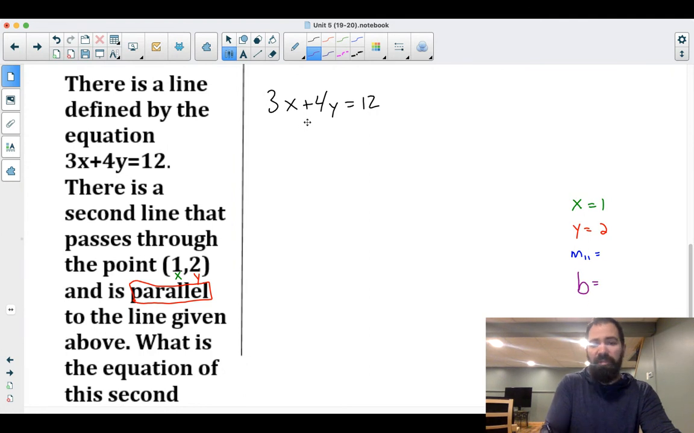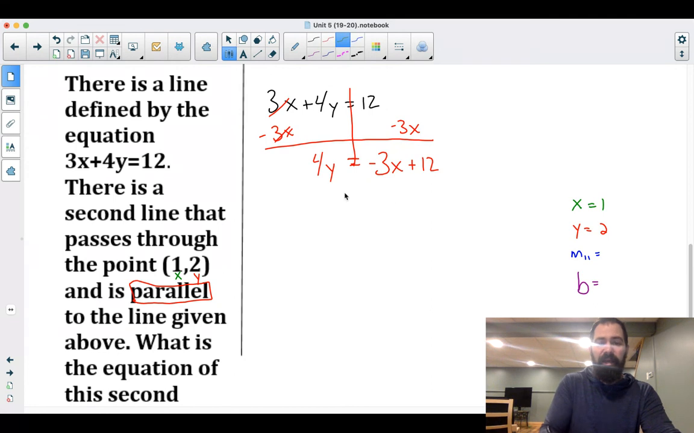However, we can't do that just yet. We need to solve for y. We need to get y by itself. So how do we do that? Well, we need to get rid of this 3x first. So we're going to subtract 3x from both sides. Those go away. We have 4y equals, and I'm going to do the commutative property and just flip this around and say negative 3x plus 12.